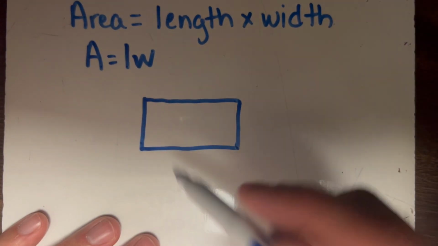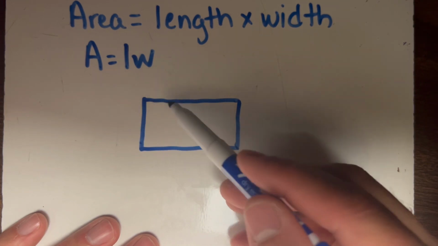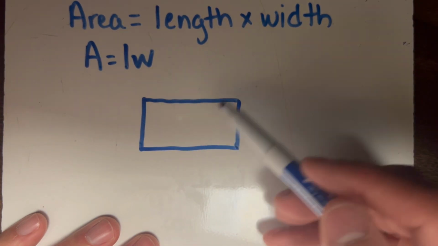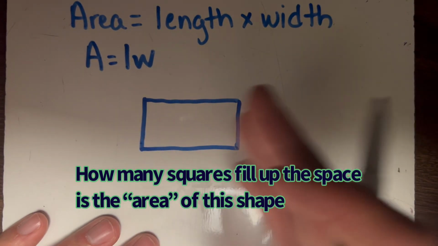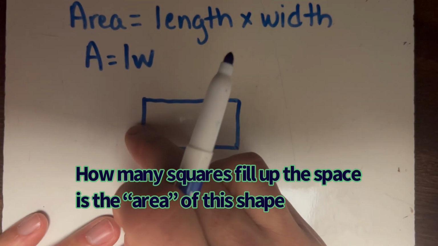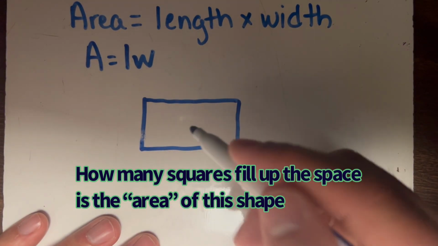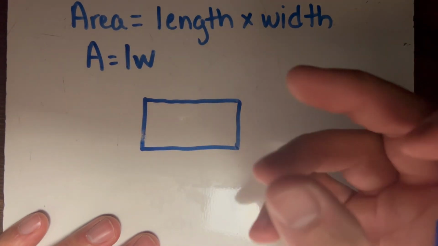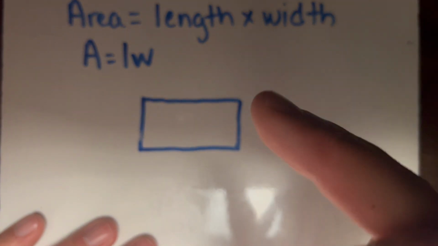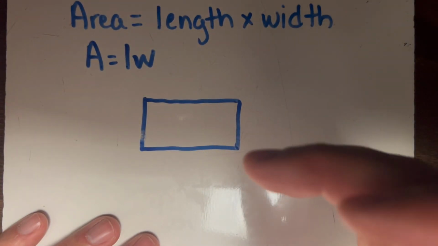So what they're asking for is how many squares, because that's how we measure area, fill up this space in the middle, okay? So this isn't something you can just use a measuring tape or a ruler and measure from here to here. We need something else to measure a flat space like this. So we use squares, because squares are a nice flat shape with the same side length and width.